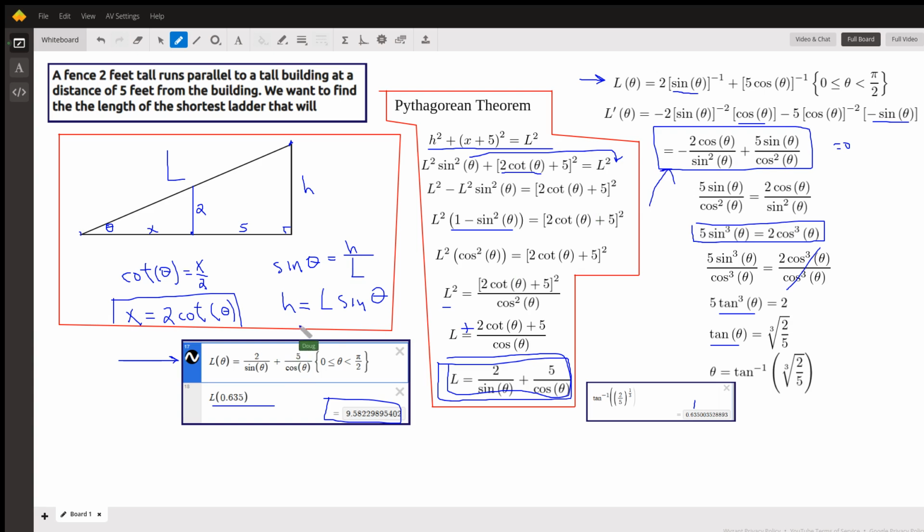But it is a minimum, and I'll post a link to the Desmos graph that has a table of possible values for theta, and you'll see in that table that this appears to generate a minimum.